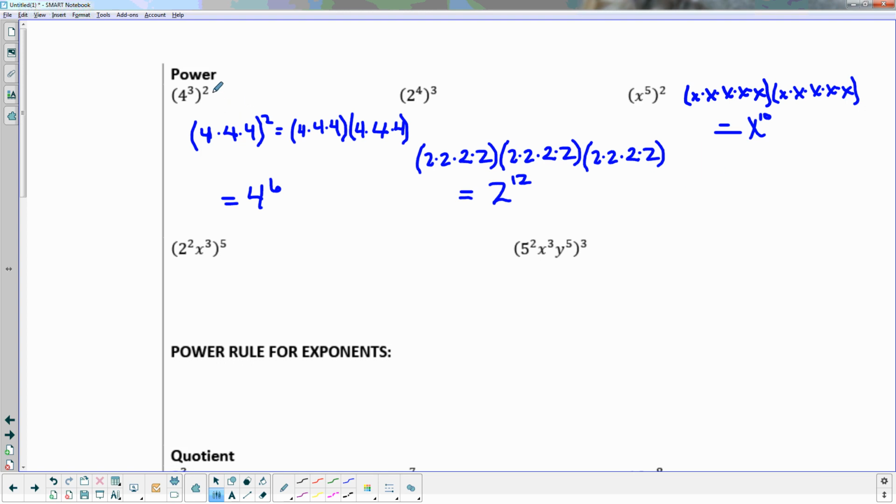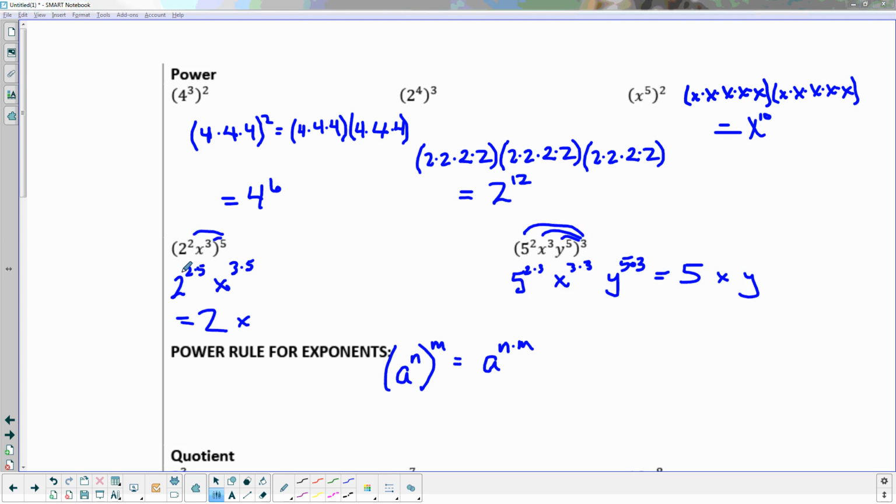So when I have a power raised to a power, I multiply the powers. So my power rule for exponents: if I have any number that's raised to the n power, and then the whole thing is raised to the m power, we would write that as that number to the n times m. Go ahead and use that idea to finish those other 2 problems.